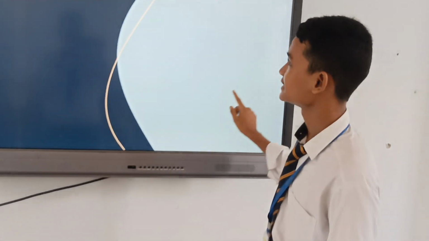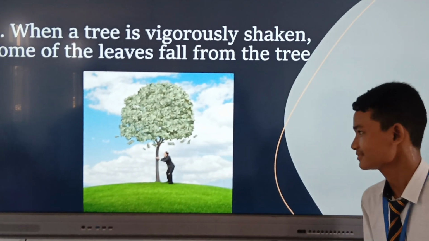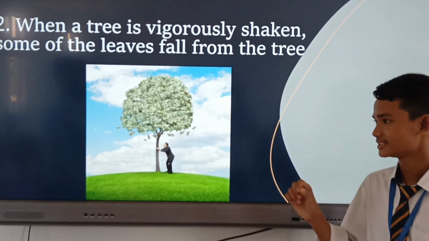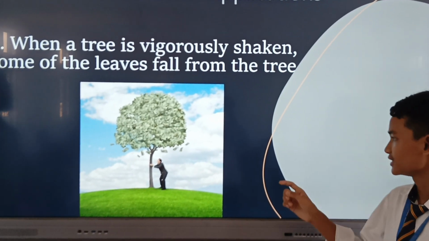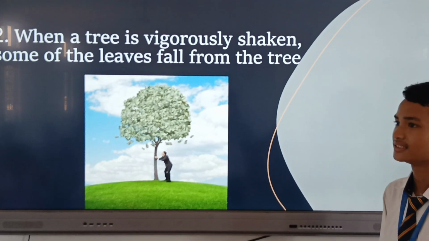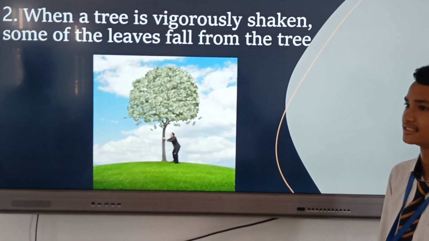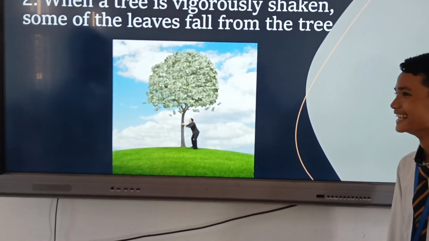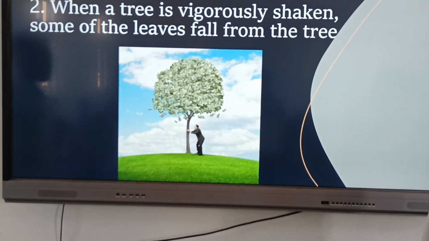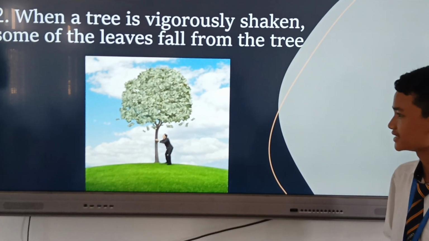And the second one is that when we vigorously shake a tree, the leaves fall down because of inertia. Okay, so it falls down because of inertia.